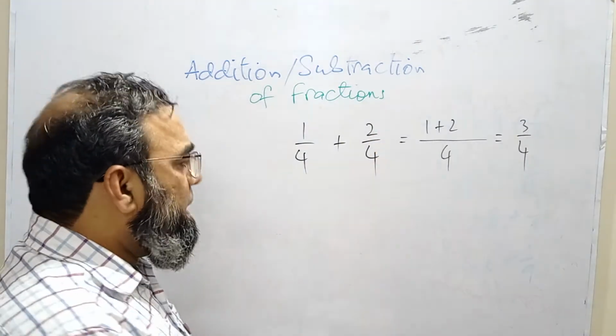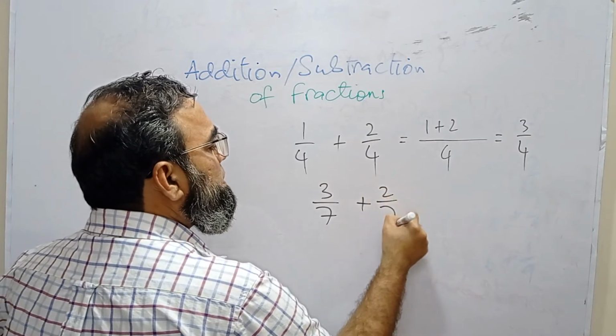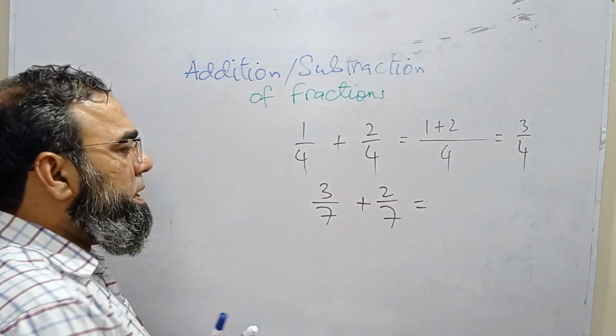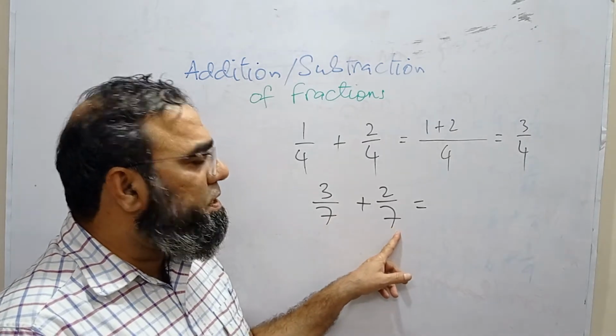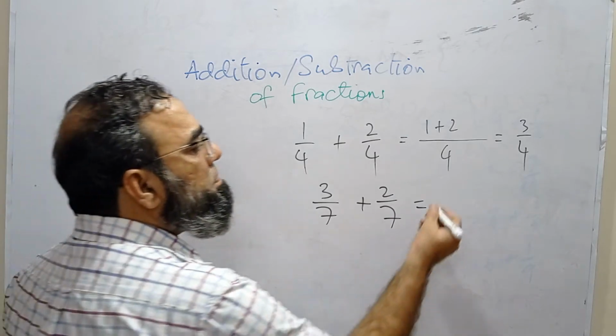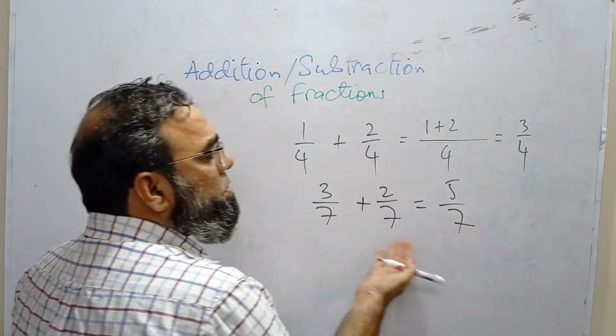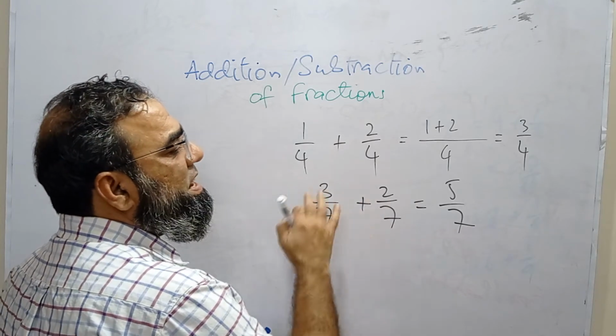For example, if you have 3 over 7 and then you have 2 over 7, that actually means there are 3 sevenths and there are 2 sevenths. If you add them together, your answer would be 5 sevenths. So we don't need to add the denominators when you have like fractions.